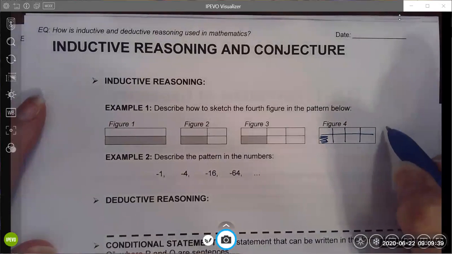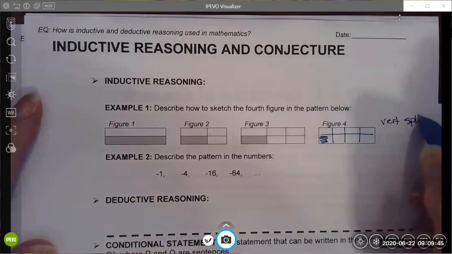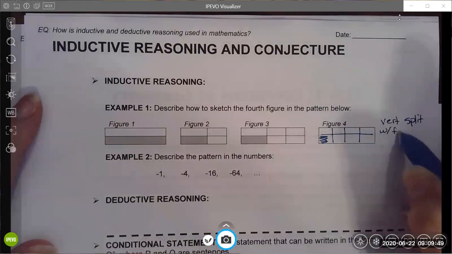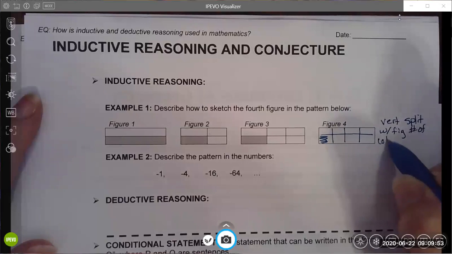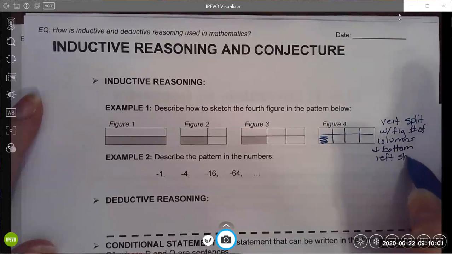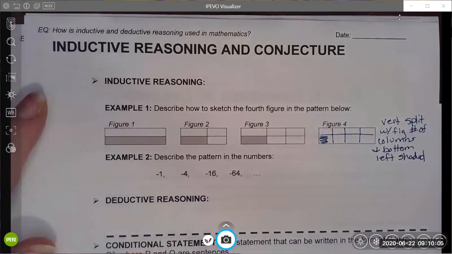I might describe it as vertical split with figure number of columns and bottom left shaded. So that might be how I would describe those figures.